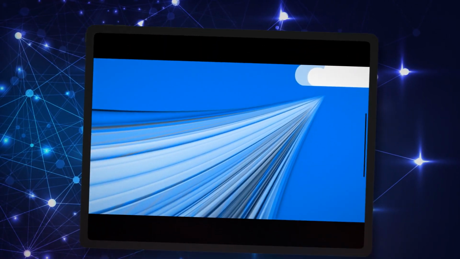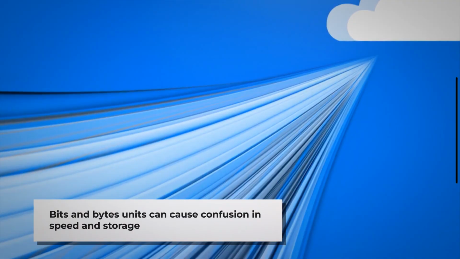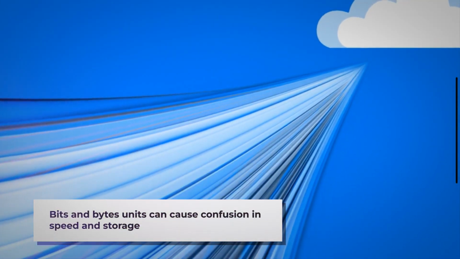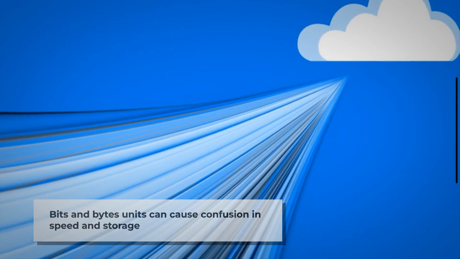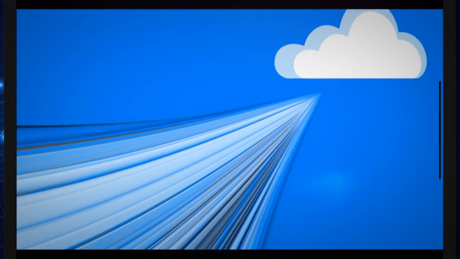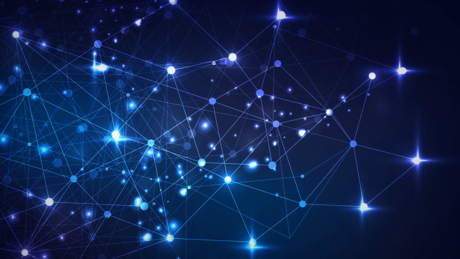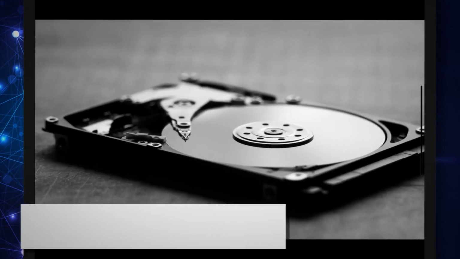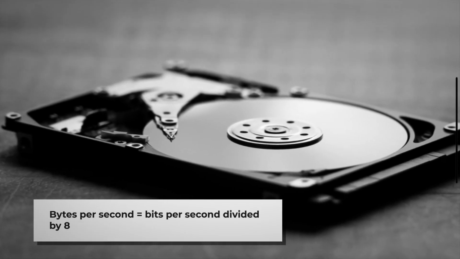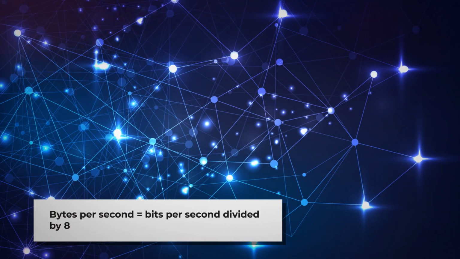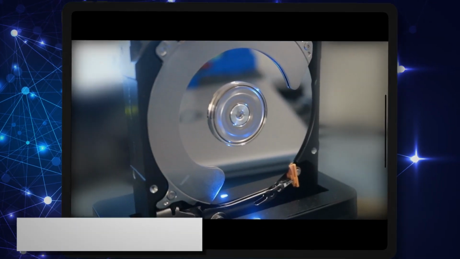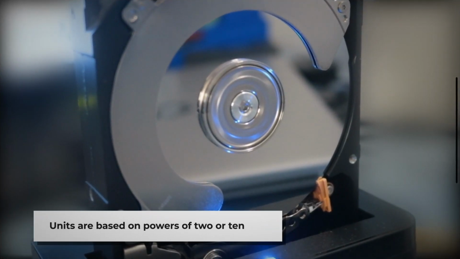This distinction between bits for speed and bytes for storage creates occasional confusion. Downloading a 1 gigabyte file on a 100 megabit per second connection takes longer than one might initially expect. Since 1 byte equals 8 bits, the actual download speed in bytes per second is the advertised speed divided by 8. Larger units build upon bytes using powers of 2 or powers of 10, depending on the context.